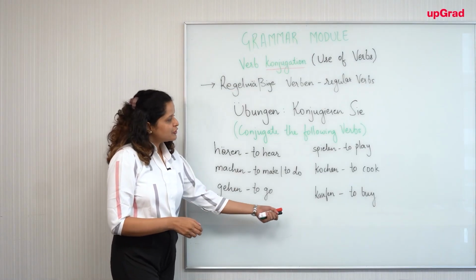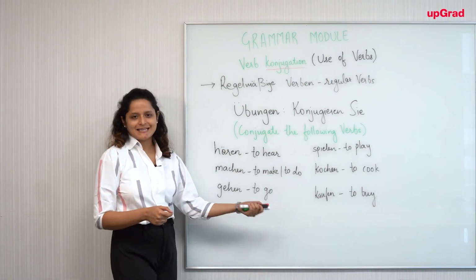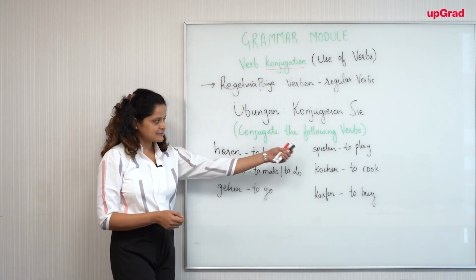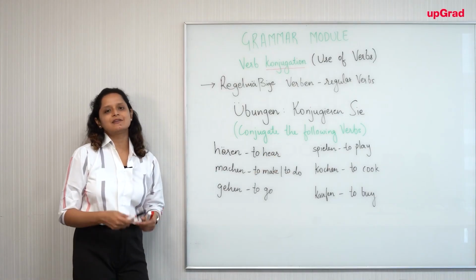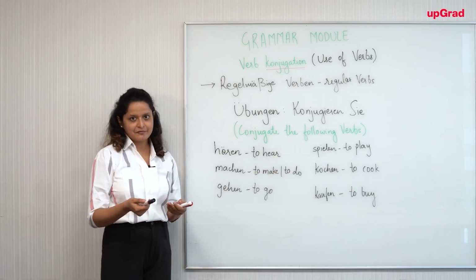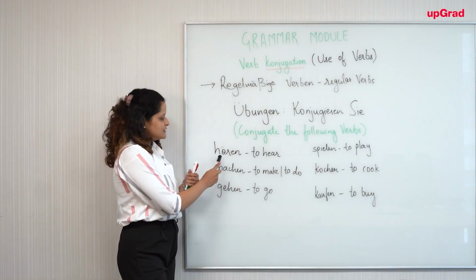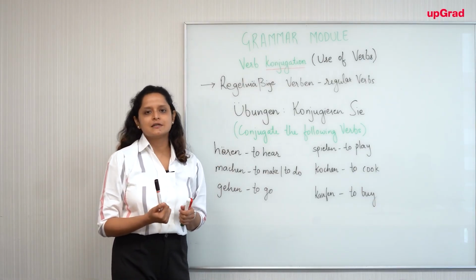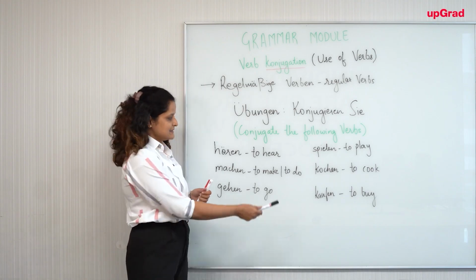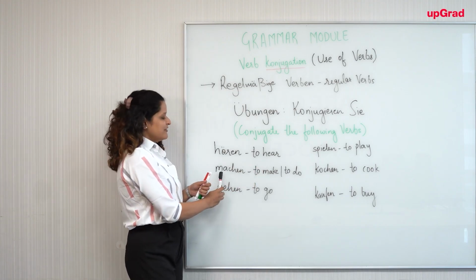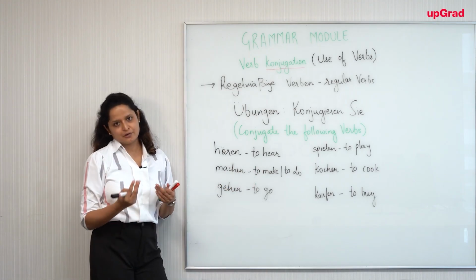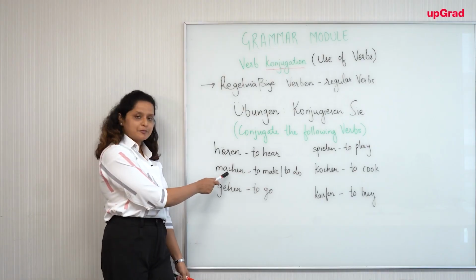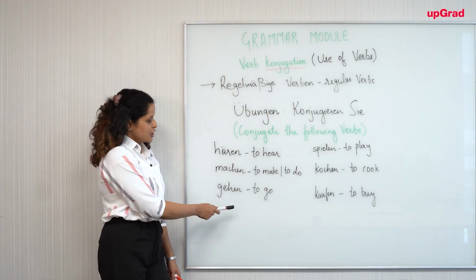Okay, so now we have a small exercise for you all. What you all can do is, the verbs that you see on the screen, you can try conjugating them yourself the way we did it. So the first verb here is hören, which means to listen. So if you're listening to music, you're listening to something, that is to hear. We have machen. Machen is to make or to do something. So if you're making a coffee, you're making a cake, the word will be machen.